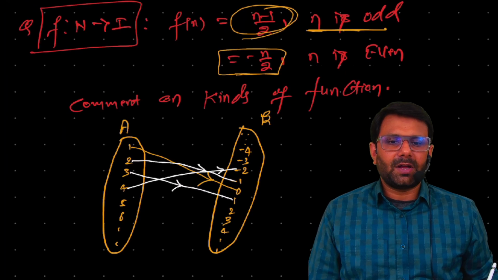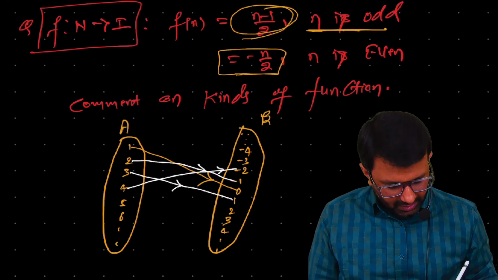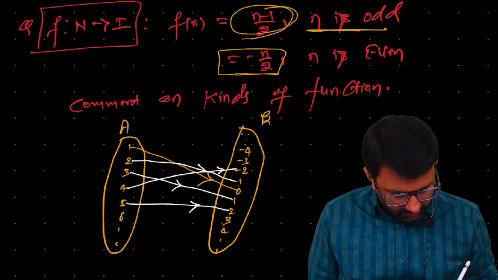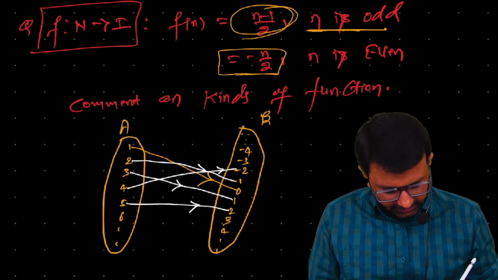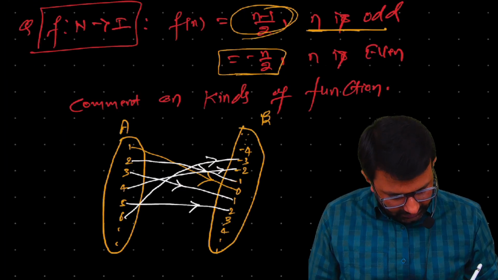Now I am taking 5. So 5 minus 1 is 4, divided by 2. So 5 will connect with 2. So 6 will connect with... minus 6 divided by 2, minus 3. 6 will connect with this.